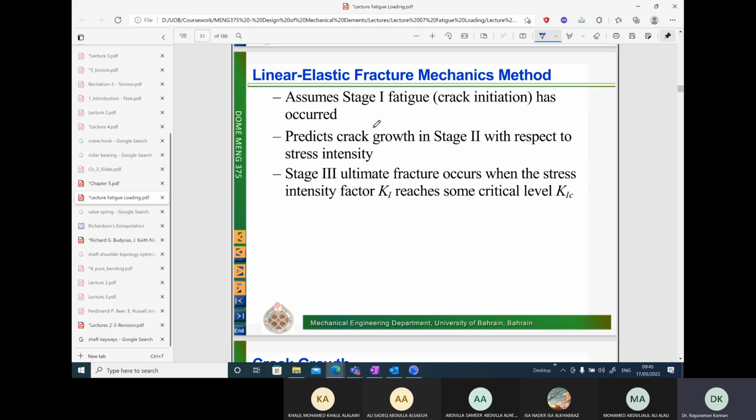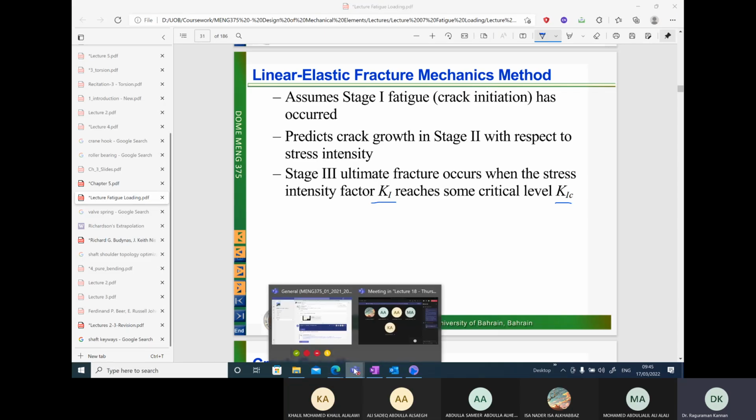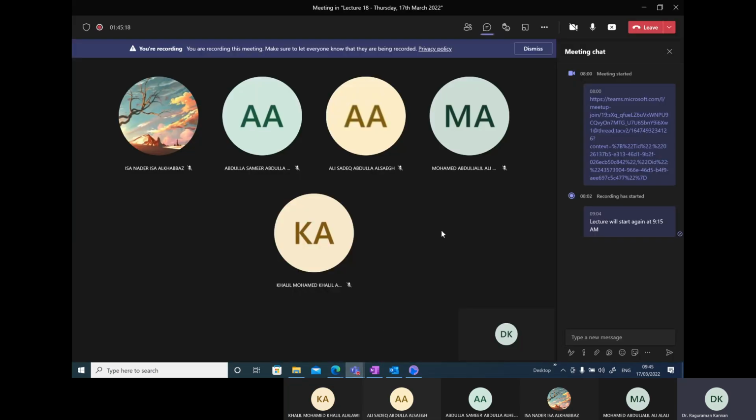Okay, so then I think we have less time now, about 5 minutes. I'm going to stop right here. And next class, we will discuss about linear elastic fracture mechanics. And we will see if a crack is present, how to use the stress intensity factor and critical stress intensity factor or the fracture toughness values to obtain the life of the specimen. Okay, so if you don't have any questions, I'm going to stop right here and we will meet again on Sunday.